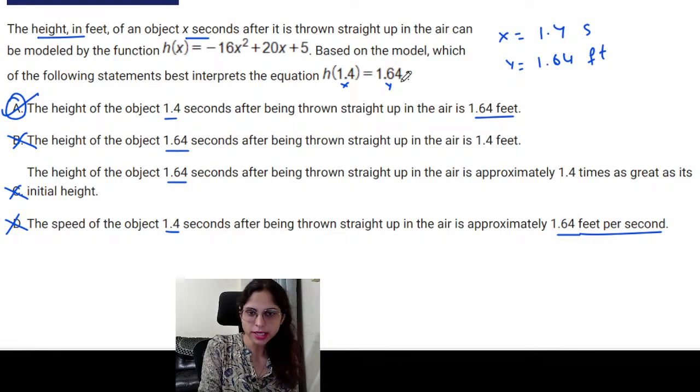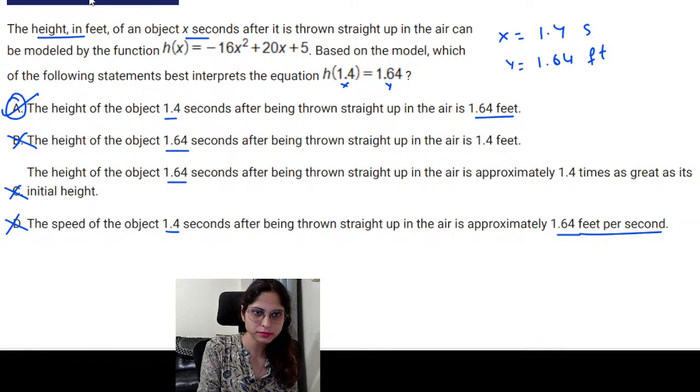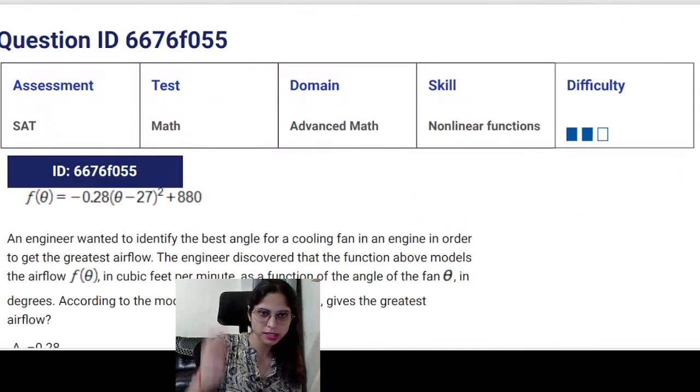After 1.4 seconds, the height is 1.64 feet. So the height of the object 1.4 seconds after being thrown straight up in the air is 1.64 feet. That's it. Now the next question is 67. That is page number 68.